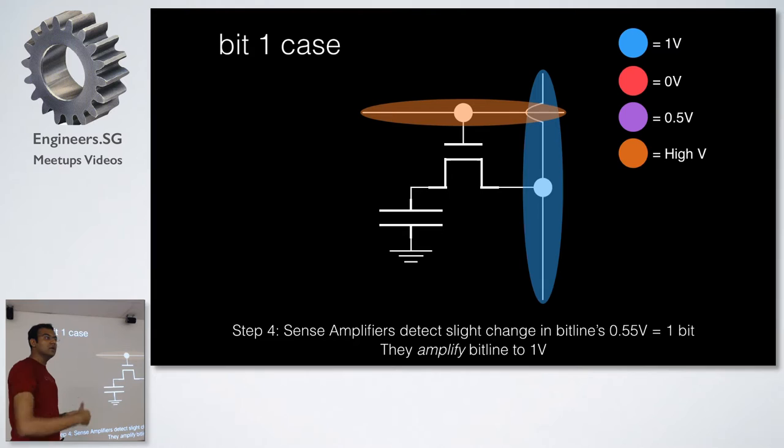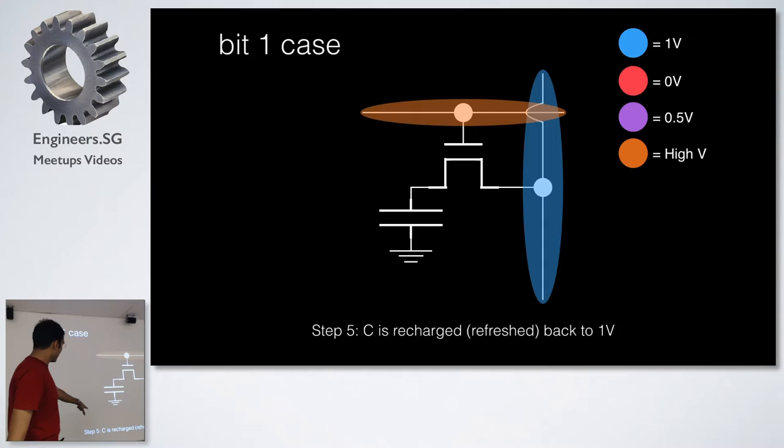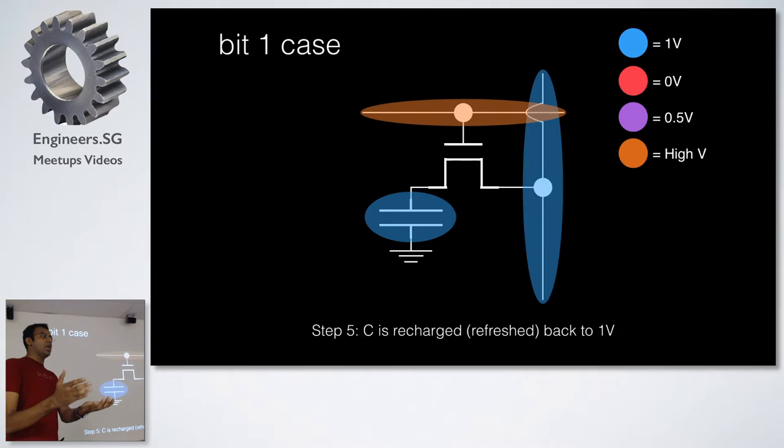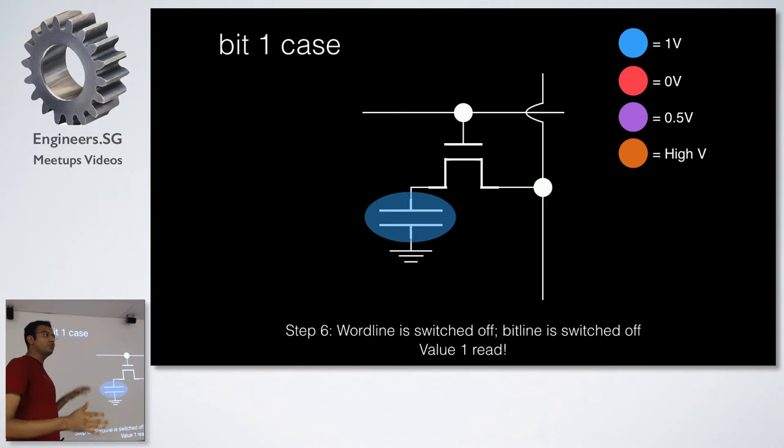So by amplifying that into 1, the capacitor gets charged again. The capacitor is recharged because we have 1 volt there, because the sense amplifier detected the fact that we changed from 0.5 to 0.55. We amplify that line to 1, and now the capacitor gets charged again. And then we switch off those two things. So that's the 6-step process for reading the fact that this cell is signifying 1 bit.